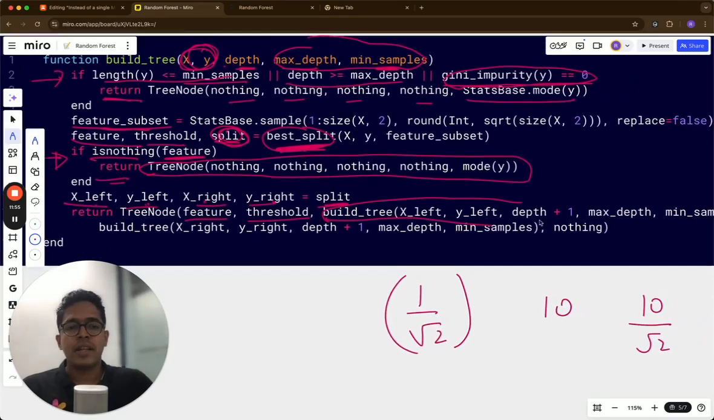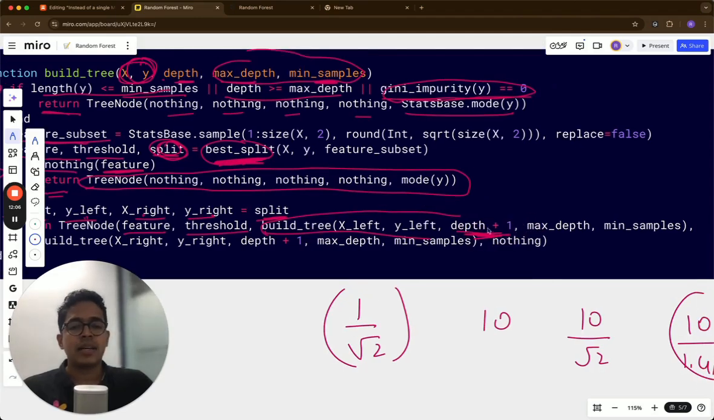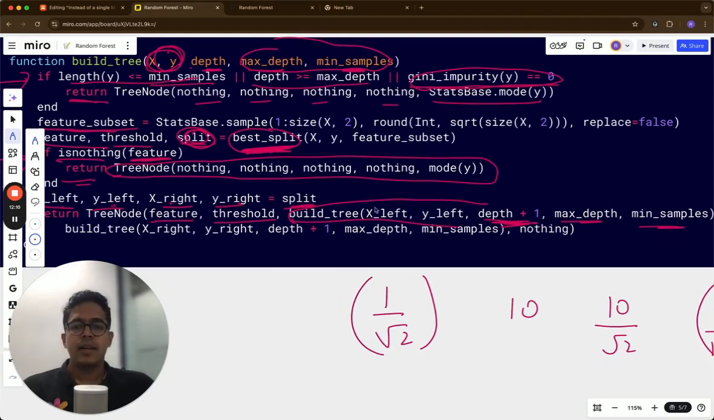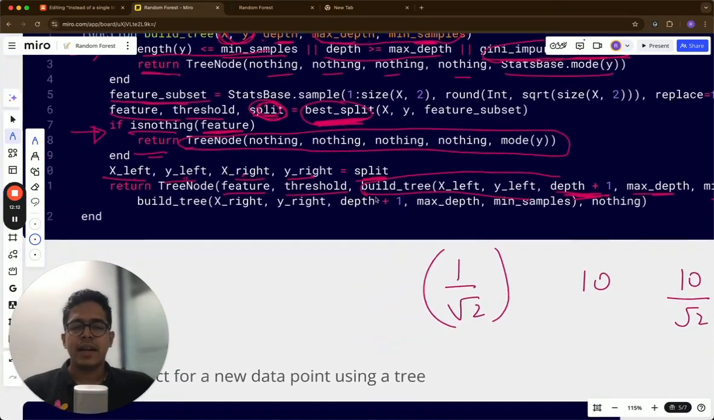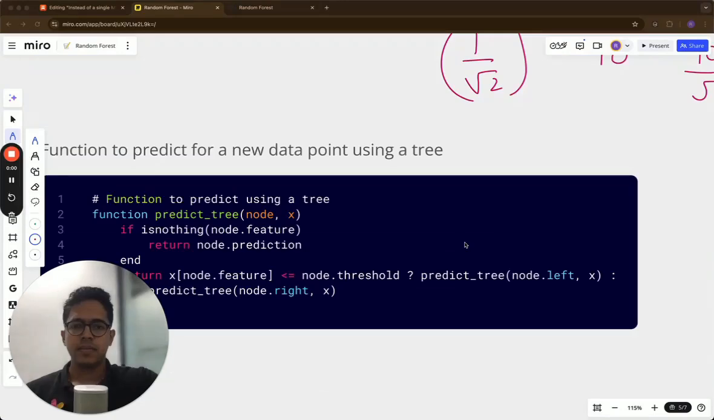When you are calling the function, it means you are splitting. You're going to split the node once again to create the children nodes, which means depth is increasing by 1. And so this is the current depth. Then max depth and min samples we already discussed. So this will build the tree again and again until you have a pure leaf, or you reach the minimum number of samples for a node, or you have exceeded the maximum depth.